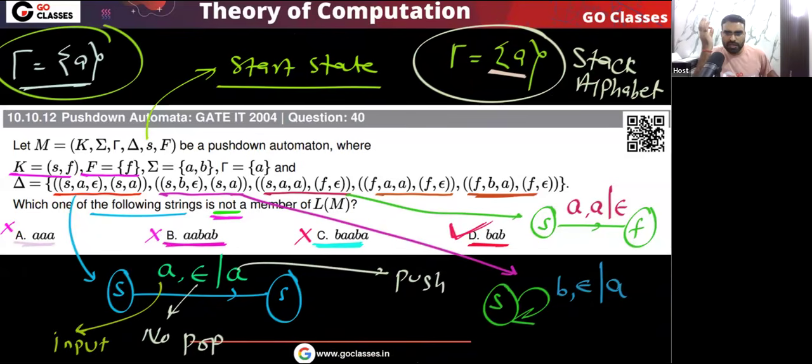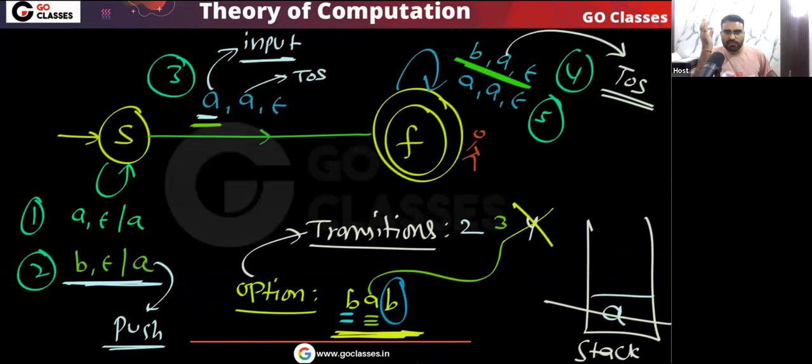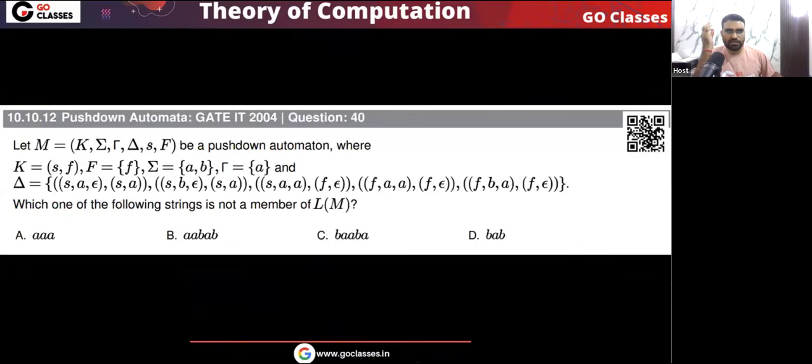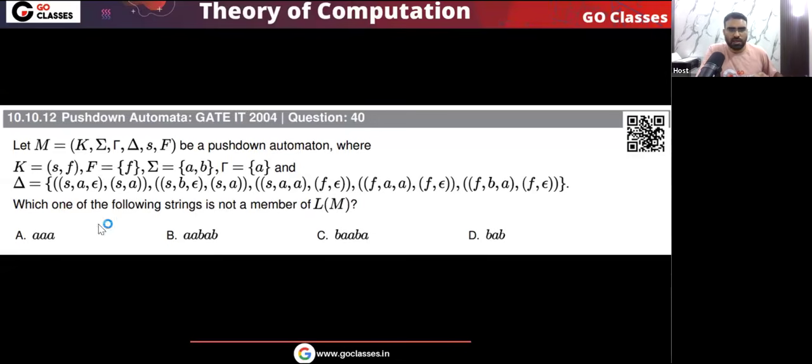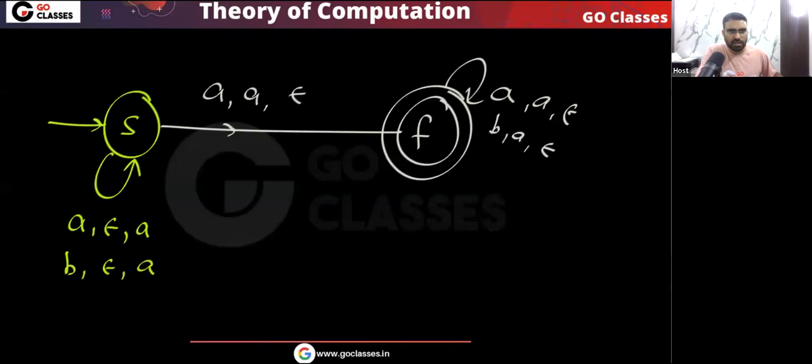Now let's do the complete analysis of this PDA. Basically, let's find out what is the language of this PDA. Let's find out. We have seen that this string is not accepted. So this is actually very simple. But if you want to find the language of the PDA, that is also possible. Let's do the analysis of this PDA.